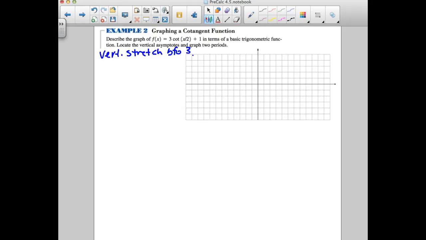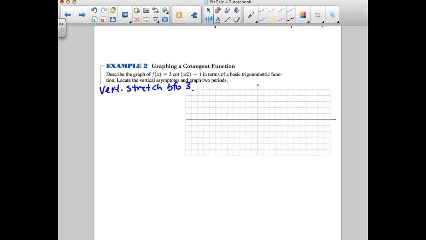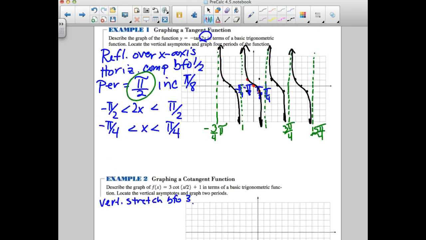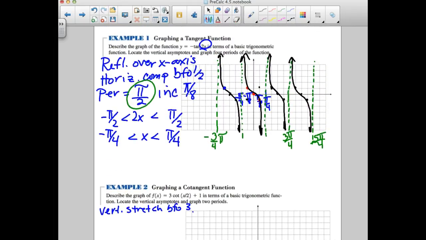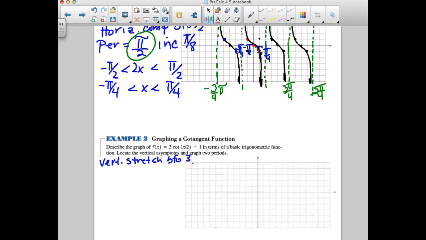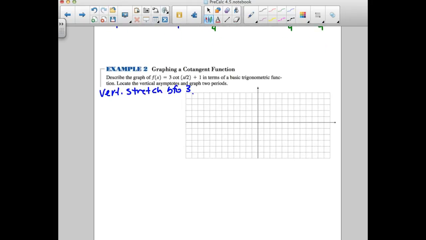So those points that we've been graphing, where we had a 1 here, a negative 1 here, we are going to just stretch those. So now they're going to be 3s and negative 3s. Does that make sense? That's what that vertical thing is going to do. All right, what else do we know about it? There's a horizontal stretch, yes. Let's look at what happens to the period.